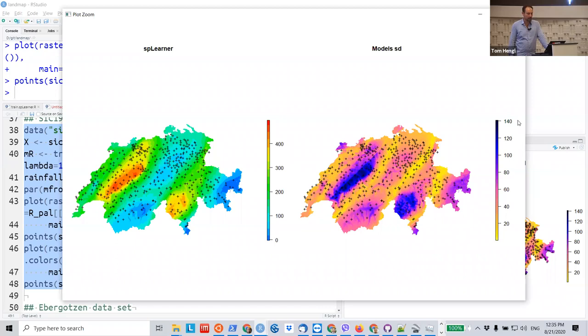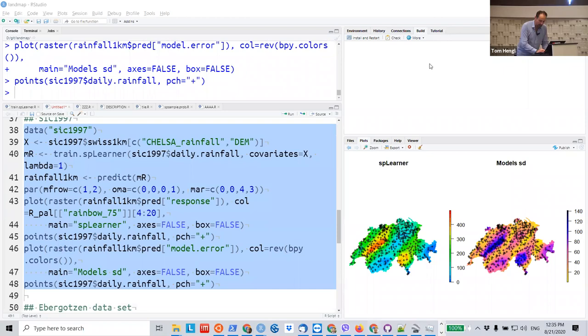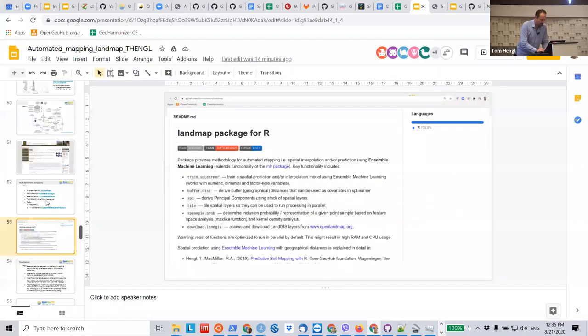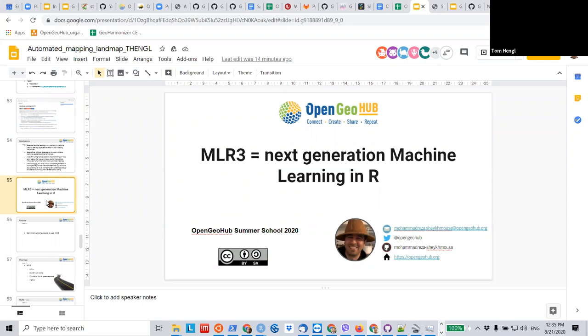So that was all from my side. I'm now going to pass the floor to Mohammad Reza. We also call him Mo, for short. The implementation I showed you is all done in MLR. I built landmap on top of MLR, and what he's going to do now is show you what you can do with the MLR tree.